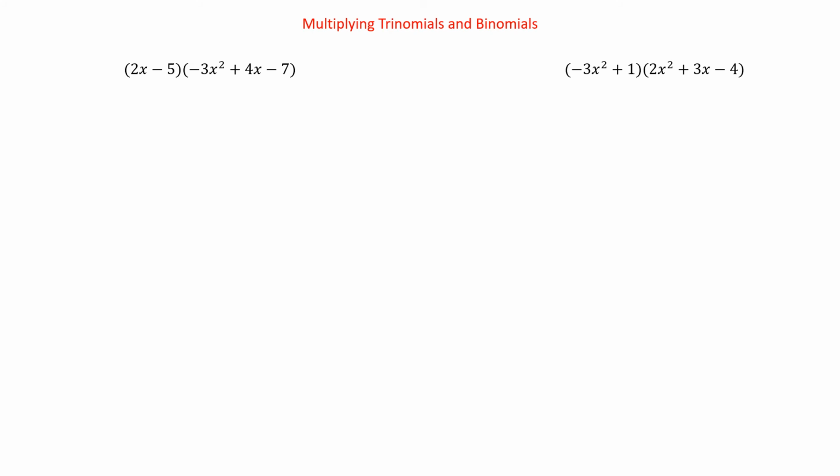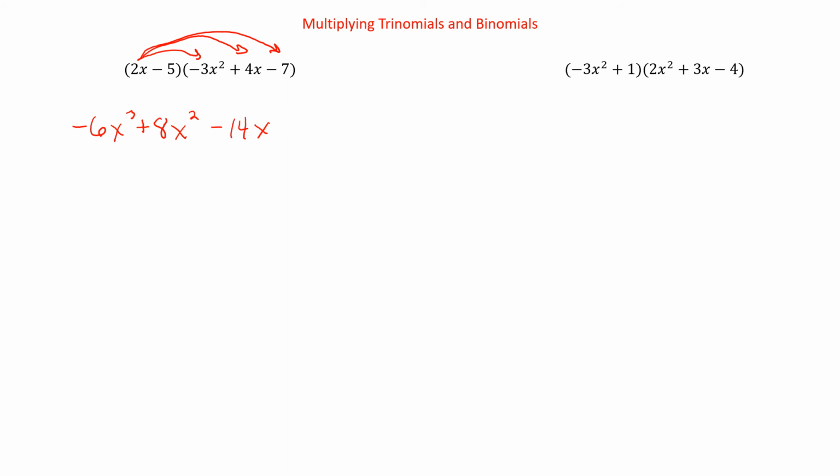I'm going to distribute. Again, you're going to see the same numbers, and you're going to see the same answer. So this first one, we're going to take this 2x and multiply it to each of those things. So 2x times negative 3x squared. 2 times negative 3 is negative 6. X and x squared is x cubed. 2x times 4x. 2 times 4 is 8. X times x is x squared. 2x times negative 7. 2 times negative 7 is minus 14x.